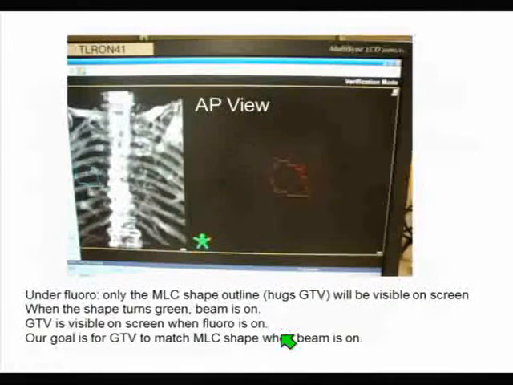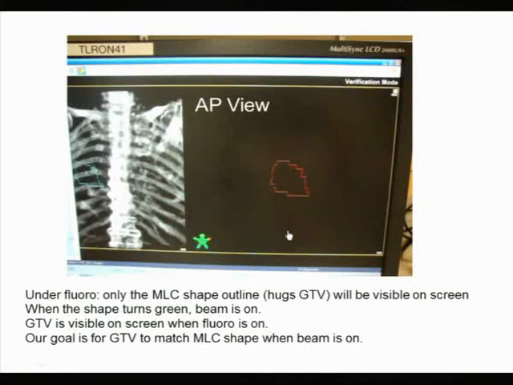So let me go through. On a Varian machine, you can, under the fluoro, only see the MLC shape outlined. So we create a setup field in AP view with this shape that hugs the GTV.